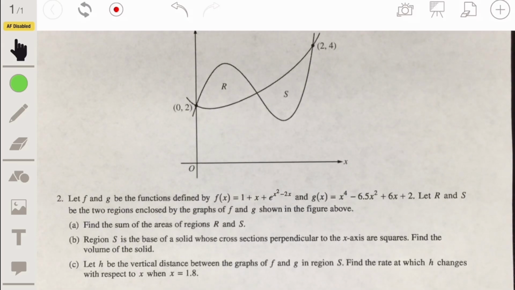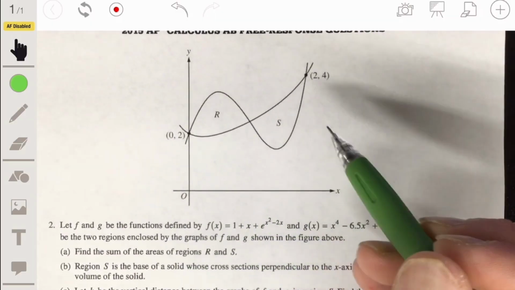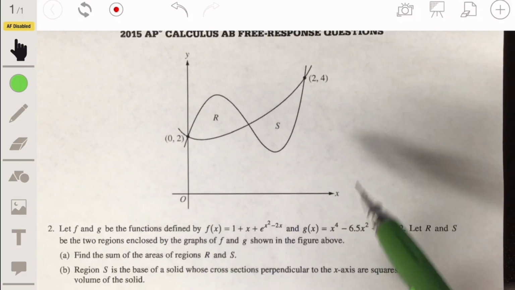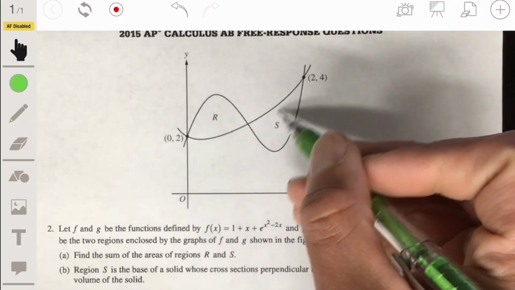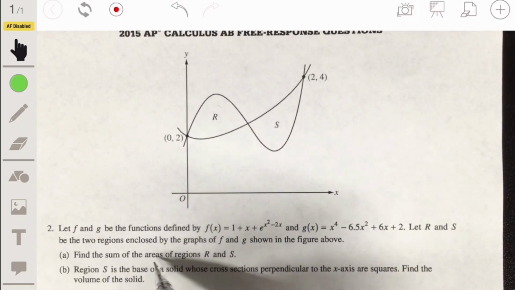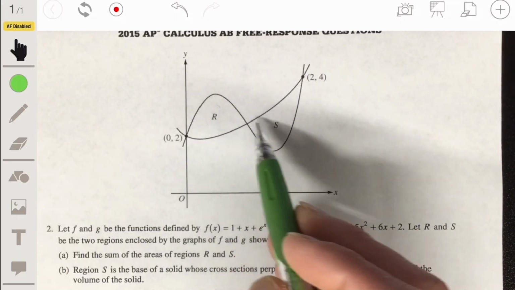All right, in problem 2, we have the functions f and g graphed here, and here are their equations, and we have region R here and region S here. So part A, we have to find the sum of the areas of regions R and S. We want to figure out what these two areas add up to.